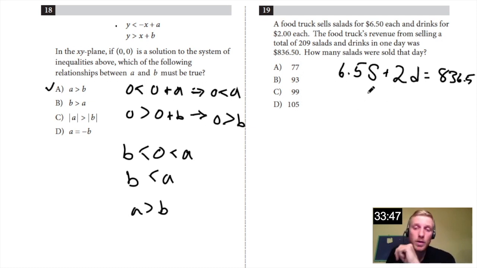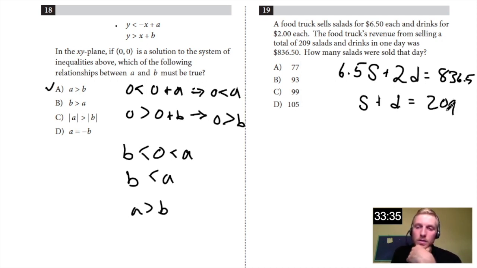Now the second equation in our system: we have 209 salads and drinks together sold. So I'm going to say s, our number of salads sold, plus d, our number of drinks, is equal to 209. Okay. So how many salads were sold? Let's get rid of our variable d. Let's cancel that out somehow so we can find what s is.